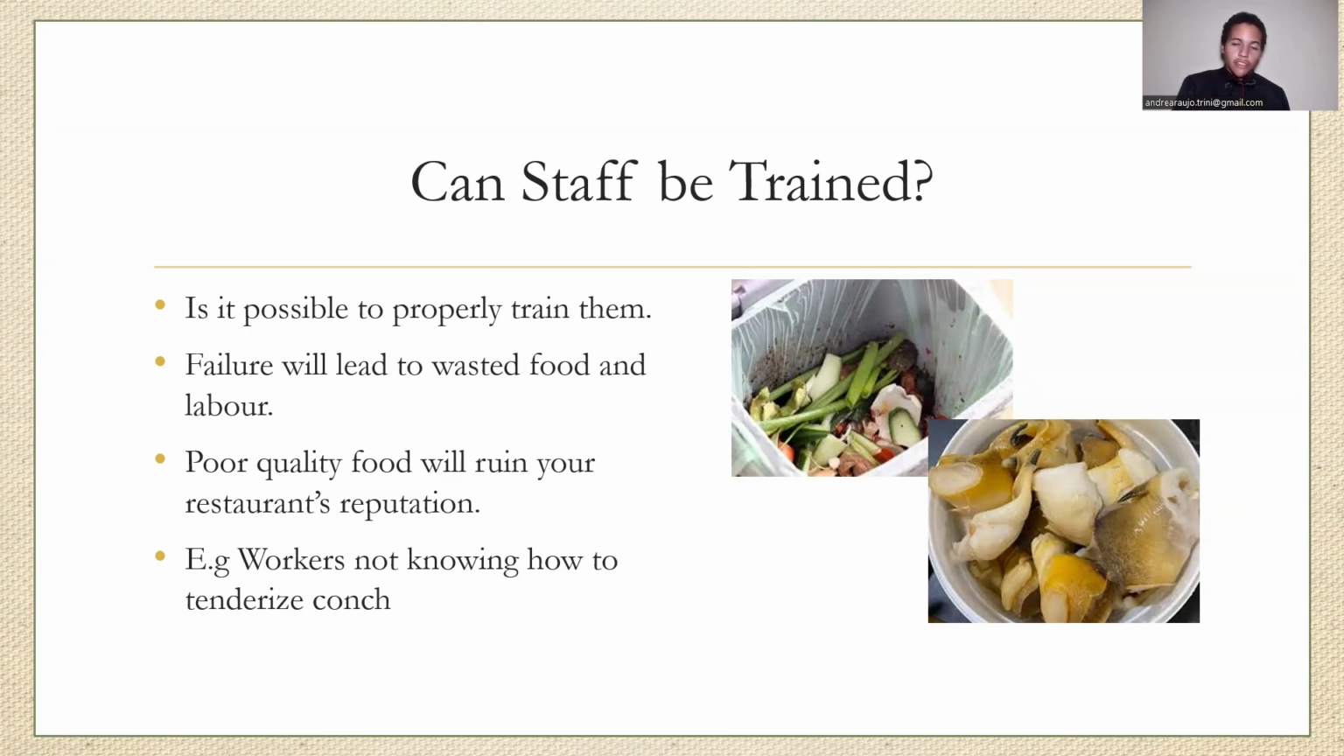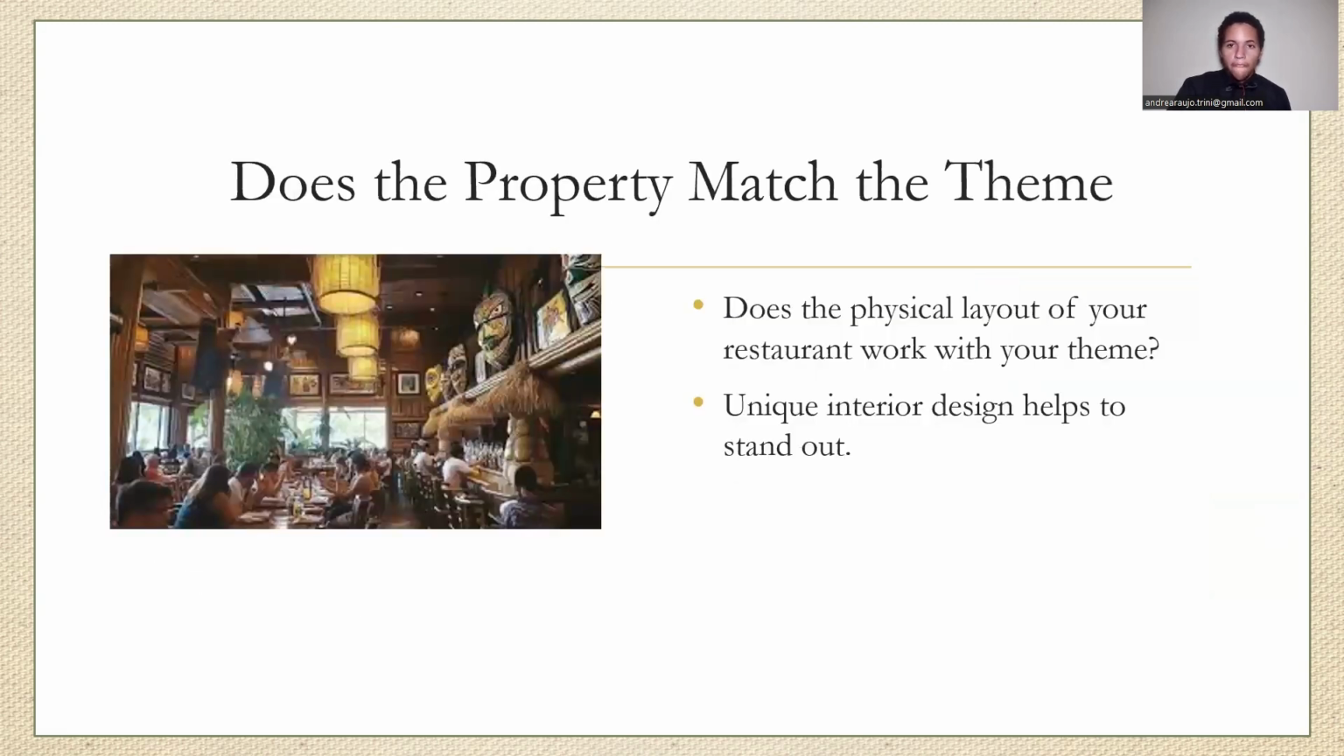Another example, with regards to the Bahamian restaurant: if the workers do not know how to tenderize the conch, then the meat will be rubbery and tough and will simply put off guests.